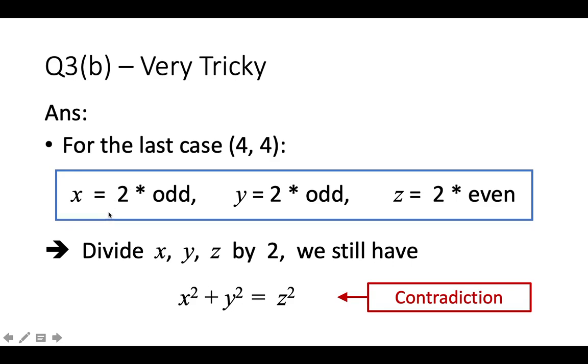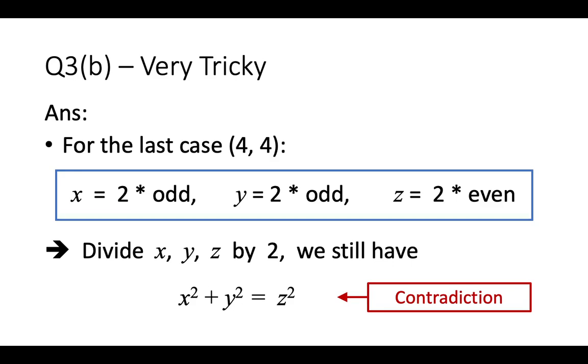And what we are going to do is let's cancel the 2 here. We cancel the 2 here. So we make x and y and z half of its original value. So by doing this, we will still have x squared plus y squared is equal to z squared. But now, x this time is an odd number, y this time is an odd number, and z this time is an even number. And we will get a contradiction because the remainder of x squared when divided by 8 will be 1. The remainder of y squared when divided by 8 will also be 1. So 1 plus 1 is equal to 2, and 2 cannot be a remainder of a square number when it is divided by 8. So we get a contradiction.